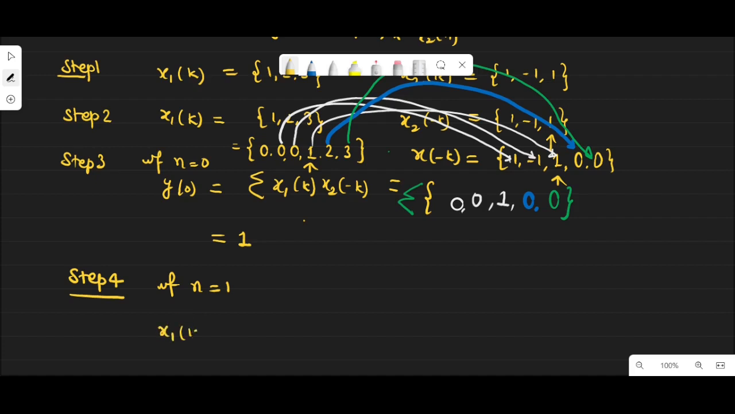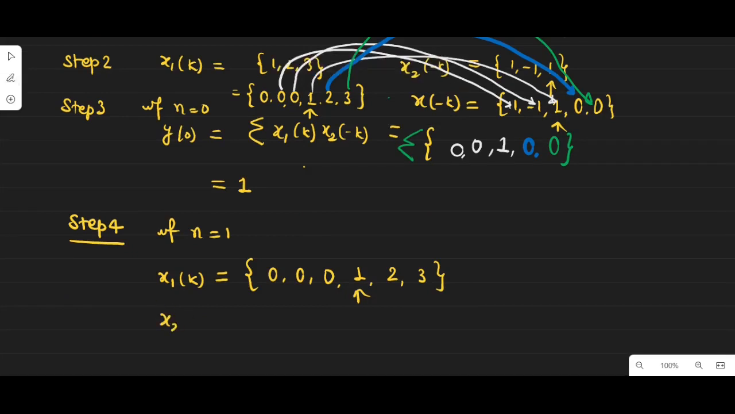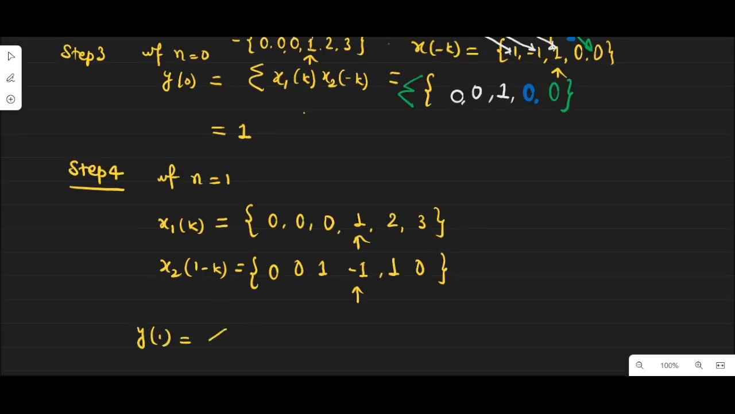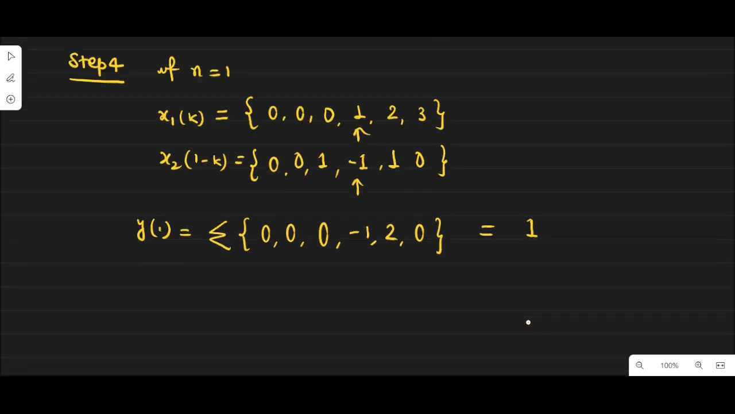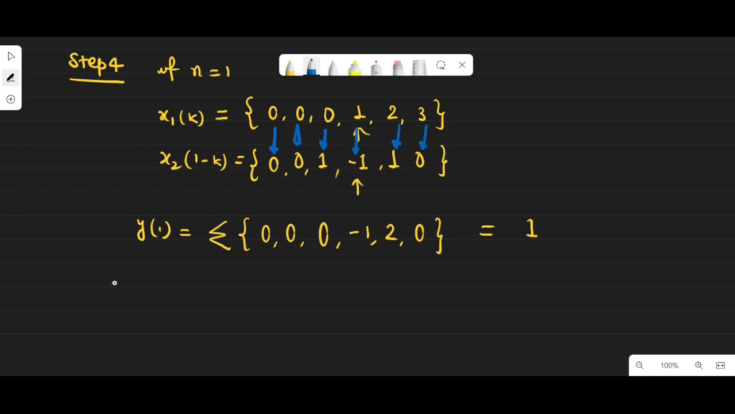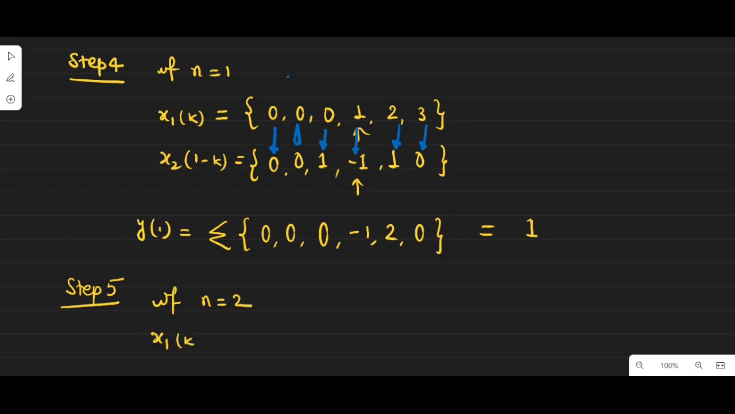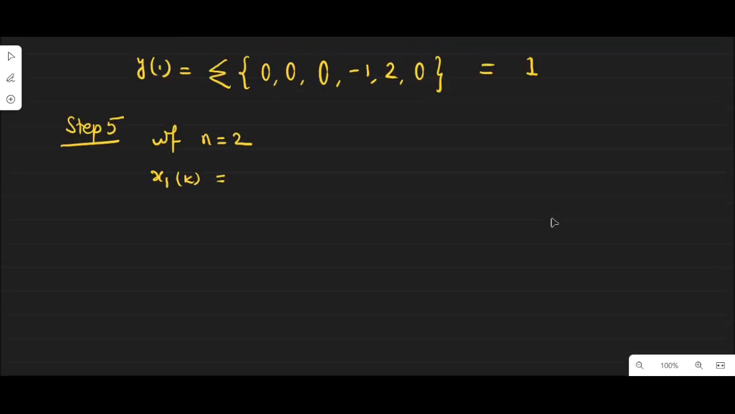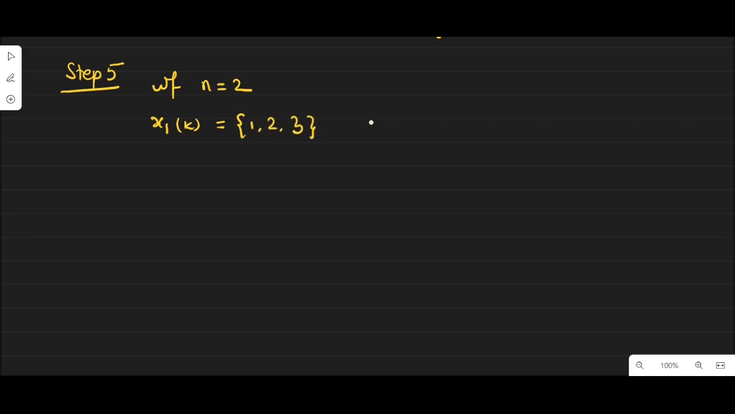Step 4, at n equal to 1, the second sequence will be shifted to the right side. So y[1] will be the summation of x1[k] x2[1 minus k], which will be equal to 1. Then step 5, n equal to 2: x1[k] is 1, 2, 3 and x2[2 minus k] is 1, minus 1, 1. So y[2] is the summation of x1[k] x2[2 minus k], which becomes 1 minus 2 plus 3, that is 2. You can multiply it one by one.